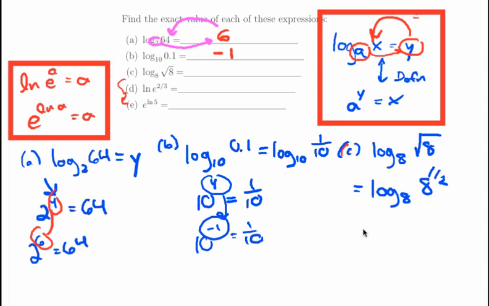So now think to ourselves, what power do I place on 8 to get 8 to the 1/2 power? Well, it shouldn't take you too much thought to think, well, it has to be a half. That's the power, and that's the value of the logarithm. So the exact value of log base 8 of square root of 8 is 1/2. It is the power such that 8 to the 1/2 power is radical 8.